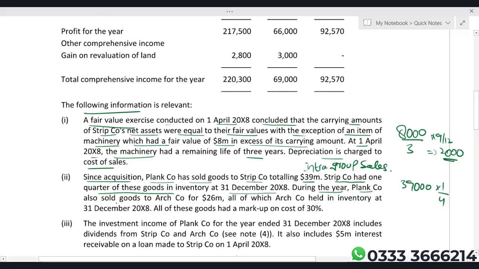Blank company also sold goods to the associate for 26 million, all of which the associate held in inventory. So in the case of the associate, 26 million is there.